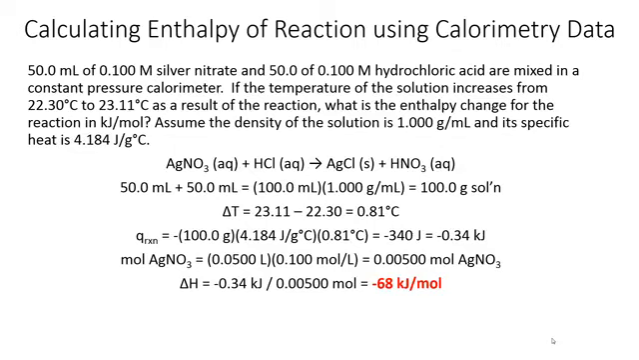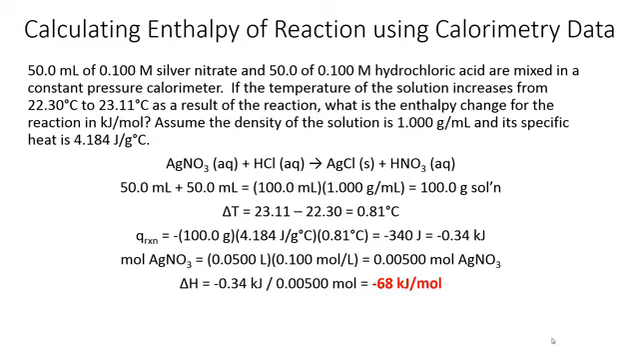We also need to calculate our delta T. When you calculate delta T, which is the change in temperature, you always take the final temperature minus the initial temperature. In this case, that's 23.11 degrees Celsius minus 22.30 degrees Celsius, or 0.81 degrees Celsius.